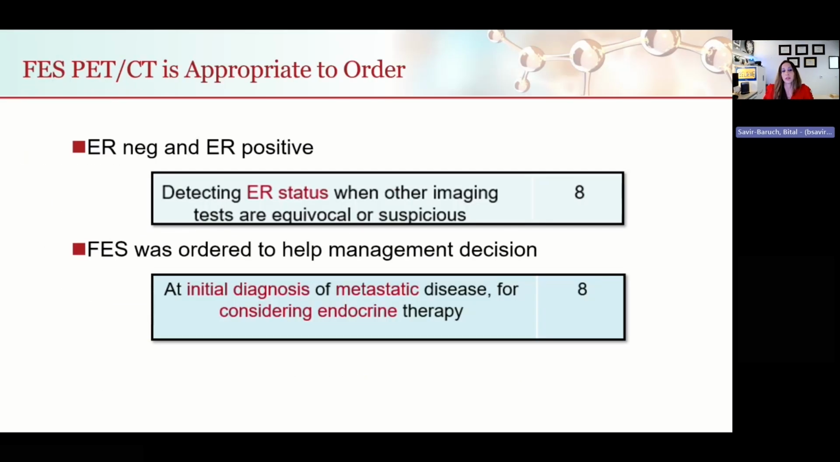At this point, the patient is eligible to undergo FES PET CT for 2 indications. Number 1, there are some equivocal findings within the bone, and we would like to know the estrogen receptor status of those areas. The second thing, she's an initial diagnosis and is now being considered for endocrine therapy because of metastatic state.